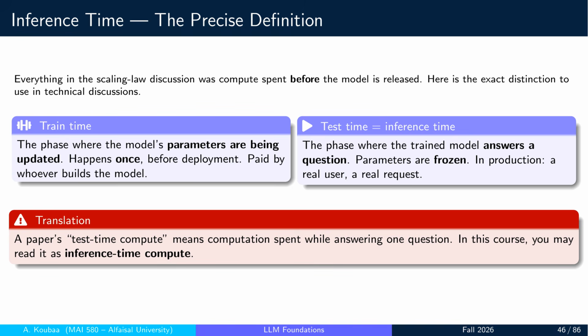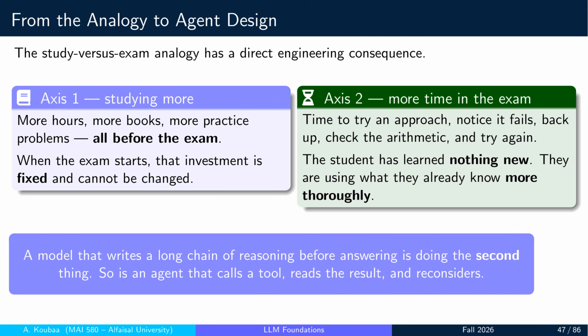And notice how the design question changes once you frame it this way. It is not, can we make it reason? It is, what extra work produces enough reliability to justify its cost? That is an engineering question with a measurable answer, and it is the one you will have to defend in your project. The study and exam analogy has a direct engineering consequence, so let us make it explicit.